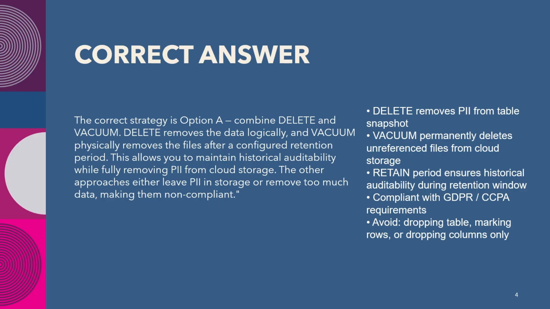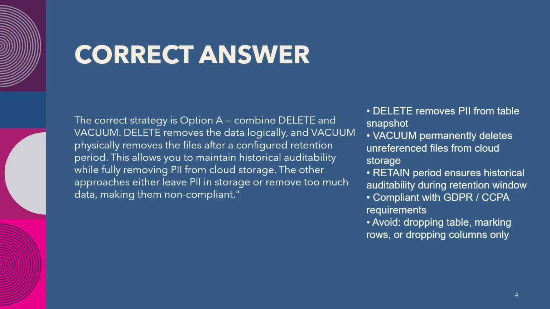You set the retain period to match your organization's audit and retention policies. For example, a retention window required for forensic or regulatory audits. During that retention window, historical versions are still available for auditing via time travel. After the retain window passes, vacuum will permanently remove the unreferenced files, ensuring PII is gone from cloud storage.